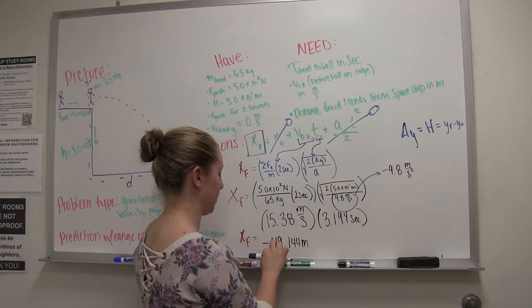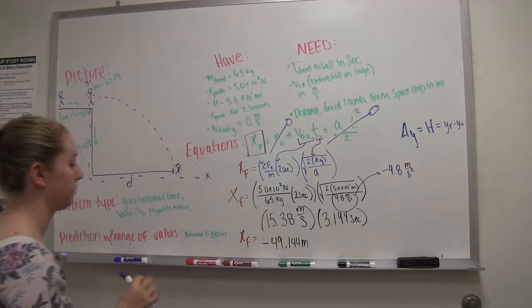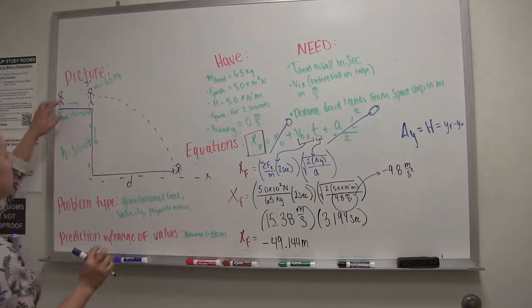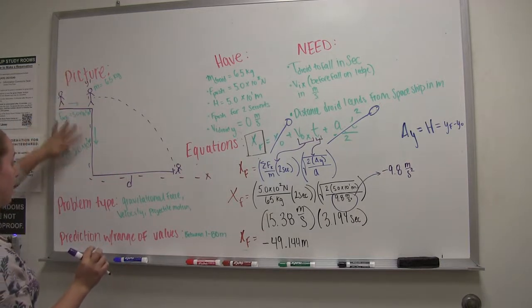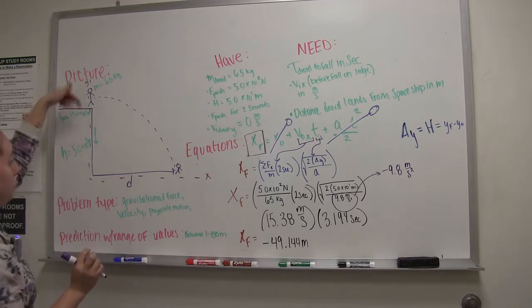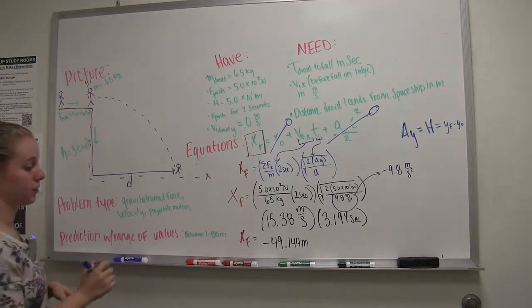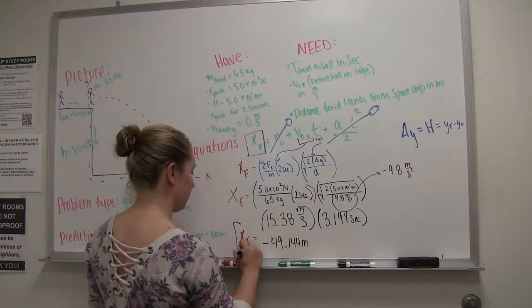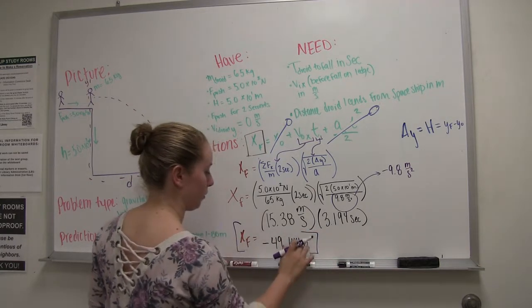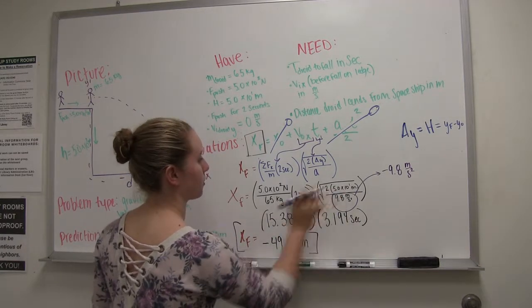And I put it here because the negative is really just talking about the direction, which is fine because we've designated our y-axis for him to be falling in the negative direction. So this is your final answer, and don't forget your units on all of your terms.